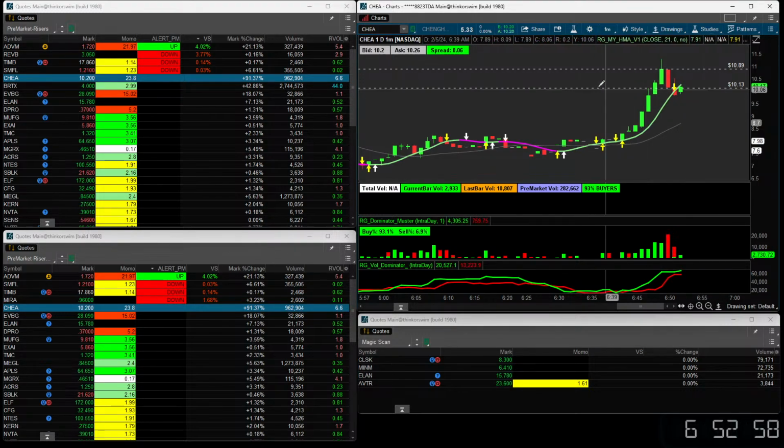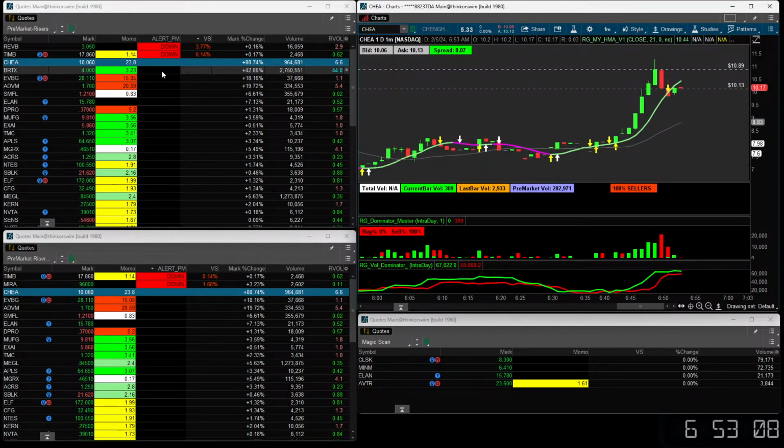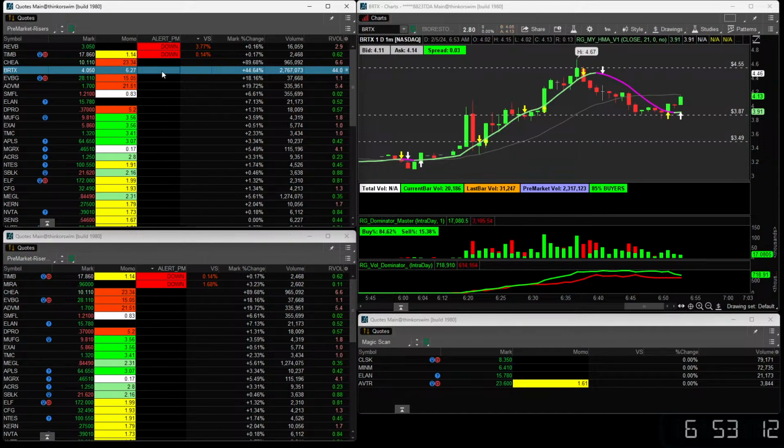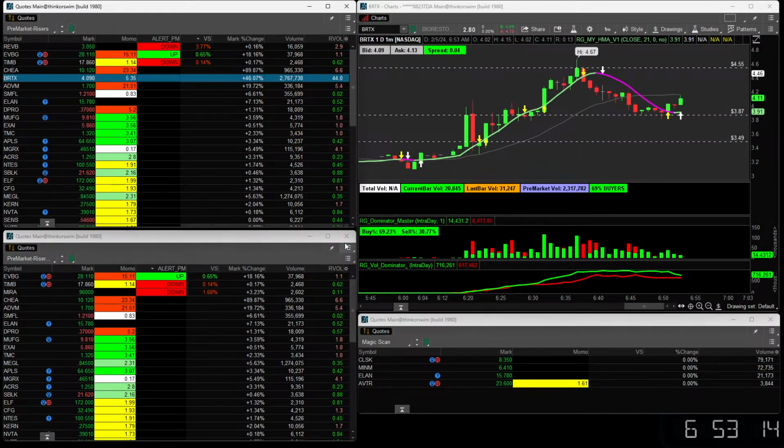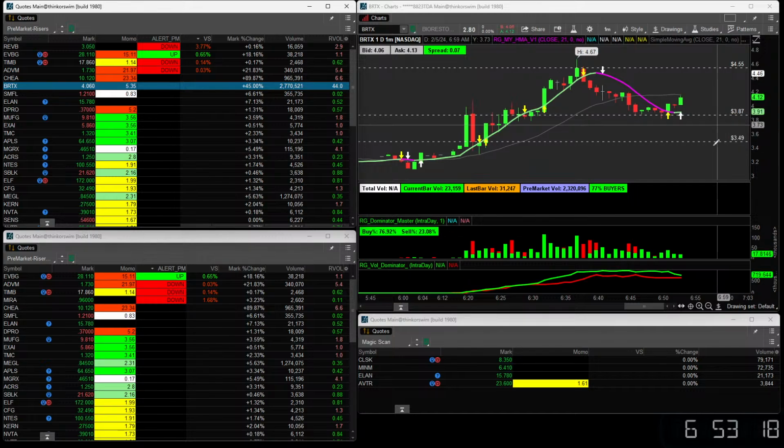This one not moving very far. Let's see if we can get BRTX back up to the top. I'd like to see some taller green bars come in.